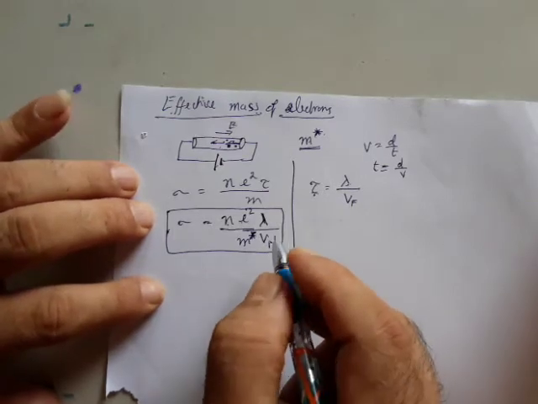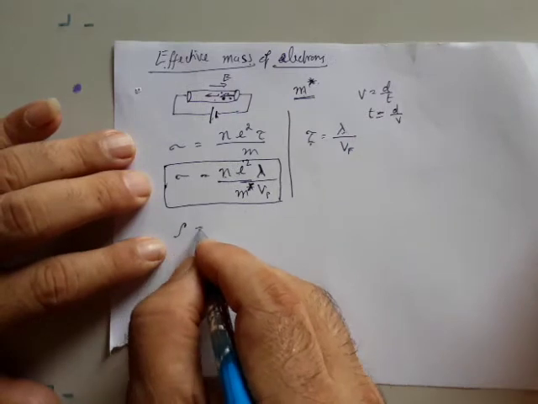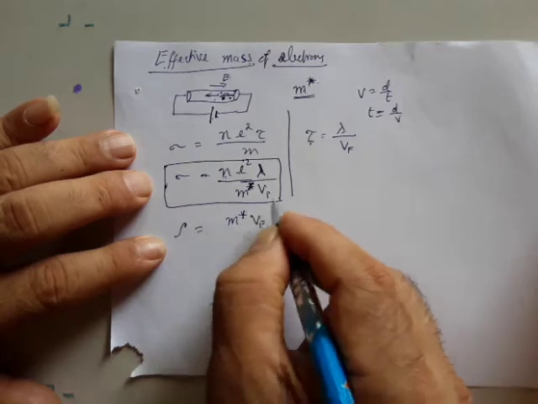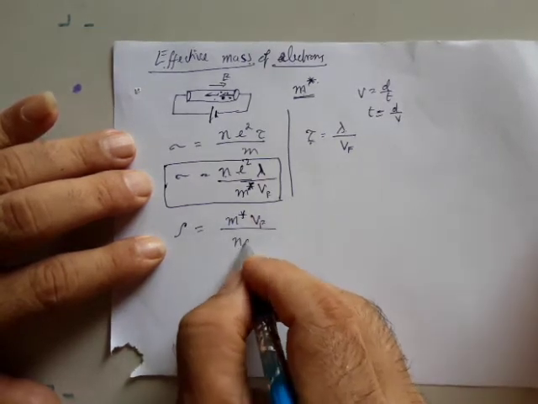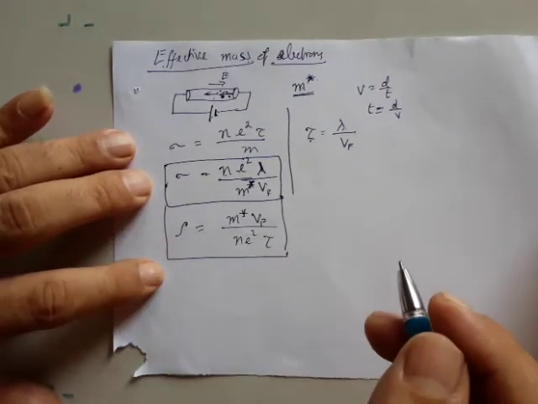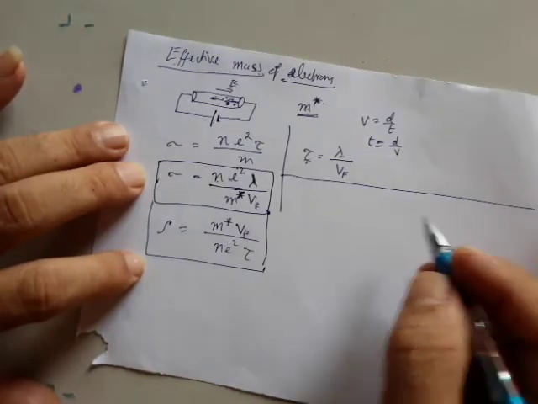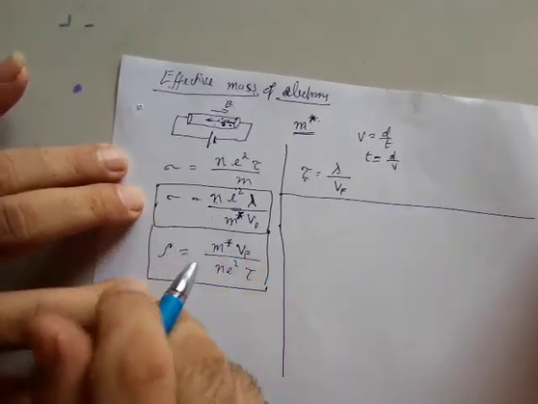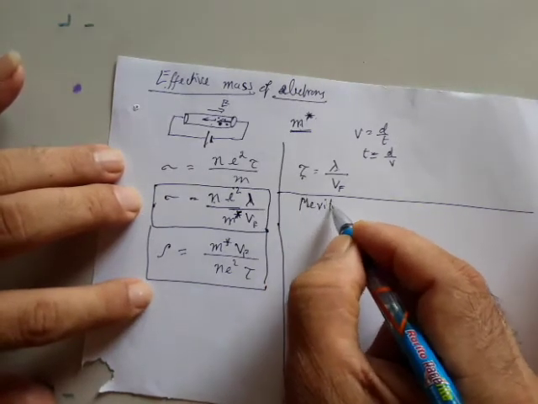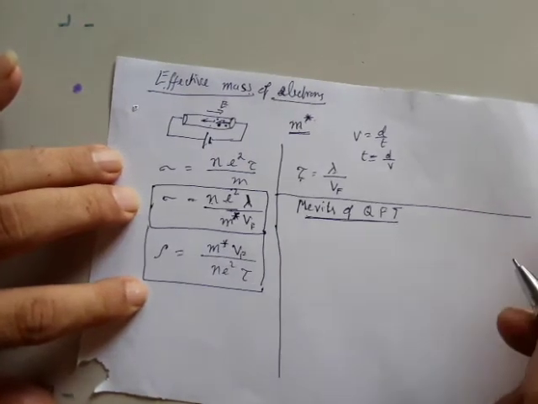This is the expression for the conductivity of a metal, and the reciprocal of conductivity is resistivity, which I can write as m star into Vf divided by n e square into lambda. This is the expression for the resistivity of a material. Now based on this expression, let us observe how the failures of the classical free electron theory are explained by the quantum free electron theory, and that is what we write as the merits of quantum free electron theory. What exactly are the merits?